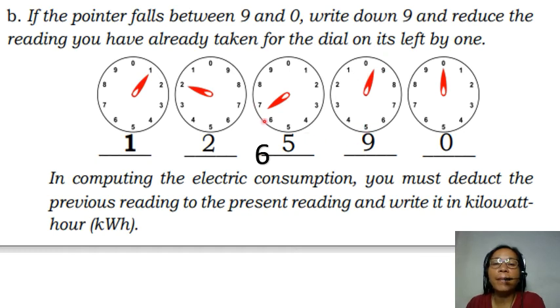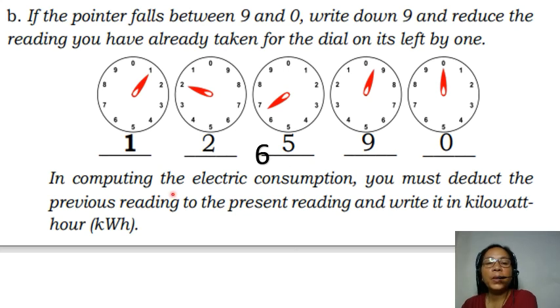For the third dial, dapat si 6 ang ating isulat, pero applying the rule, sabi dito, reduce the reading you have already taken for the dial on its left by 1. So, imbis na 6, isulat natin si 5 kasi babawasan daw ng isa. Then, as is, 2 and then 1. Okay? So, the reading for this dial is no longer 1, 2, 6, 0, 0. The reading for this dial applying this rule is 1, 2, 5, 9, 0. Nagets ba?